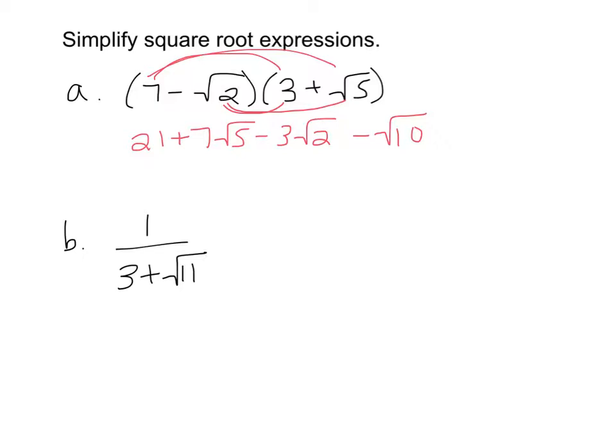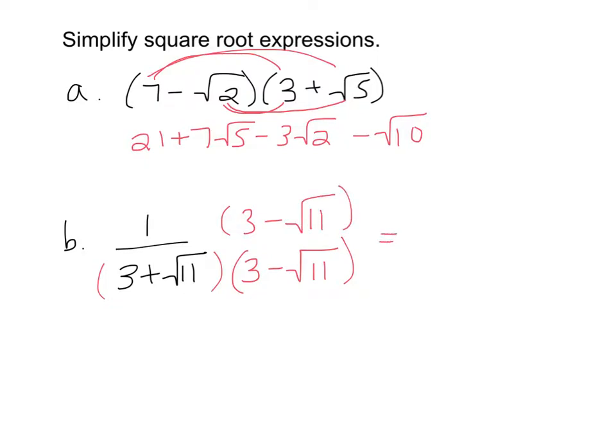On B, we see a radical in our denominator, which we aren't allowed to have. So we are going to rationalize the denominator, and we're going to multiply by the conjugate, 3 minus root 11. So we just changed that sign in the middle. We have to do that on top and bottom.